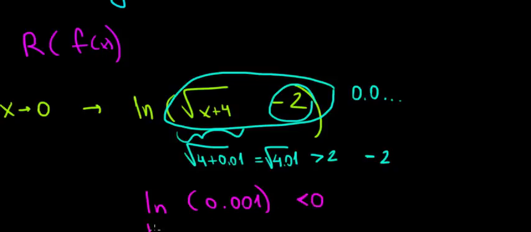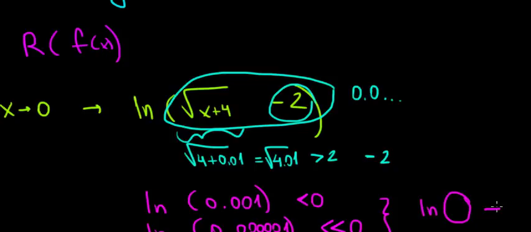And if you put a number which is even smaller, 0.00001, that's even more negative. So the idea here is that as the input in our logarithm becomes smaller and smaller, our result of ln of what we have inside tends to negative infinity. So the smaller the difference between the values, the more negative the result.